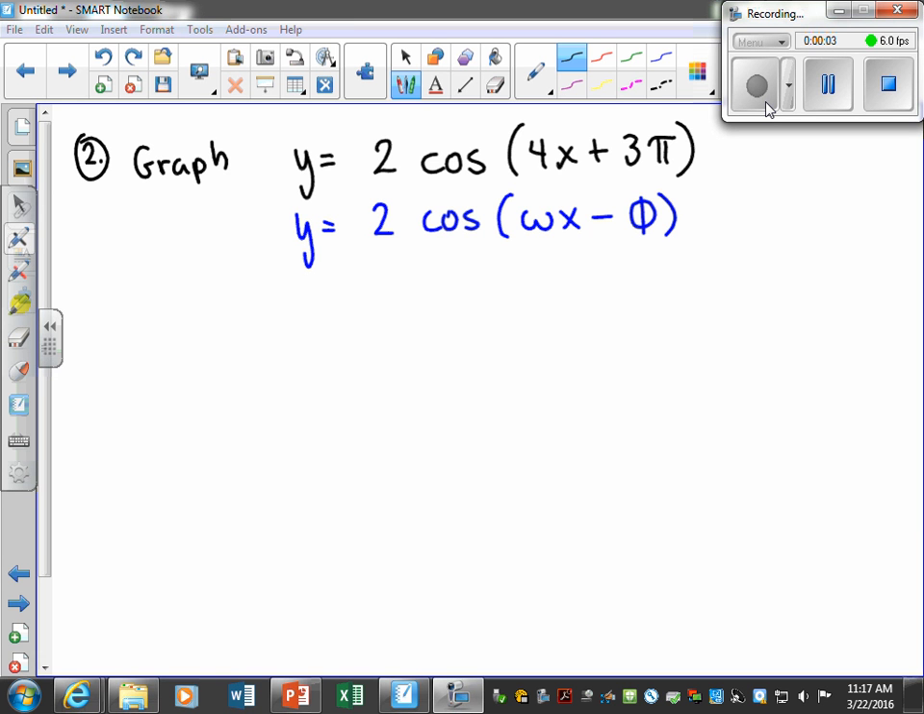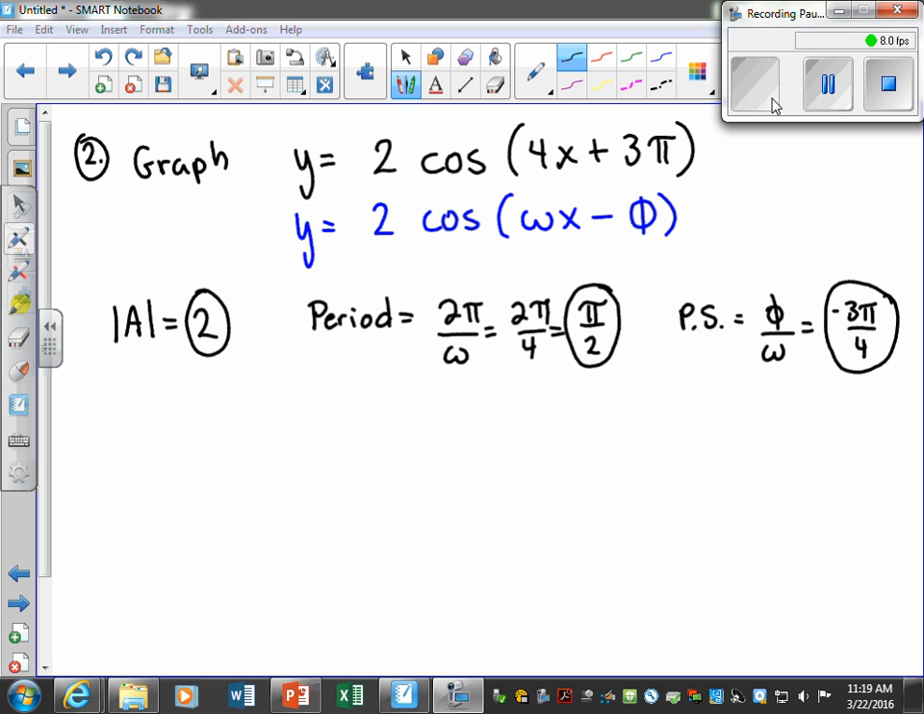Okay, our next example is going to be negative number 2. So we have y equals negative 2 cosine of 4x plus 3 pi. Go ahead and name your amplitude, your period, and your phase shift. Okay, good. Now be careful with this negative sign here.